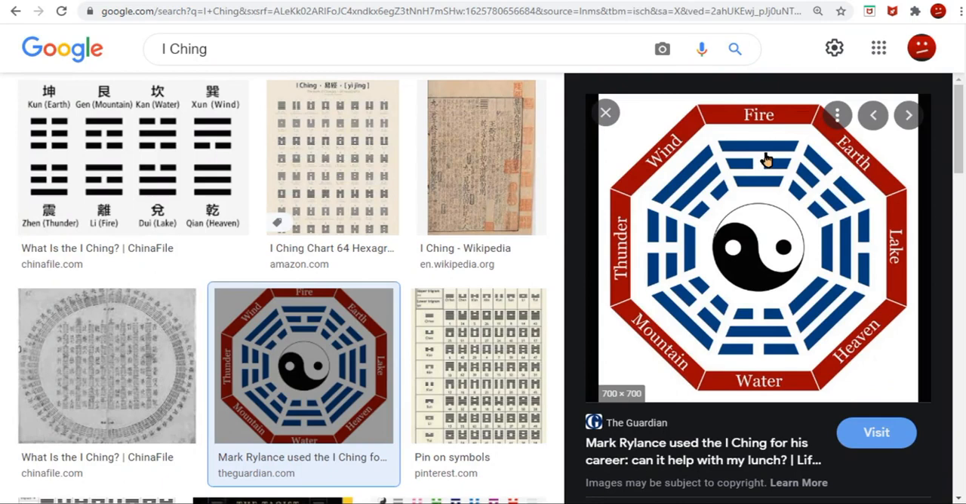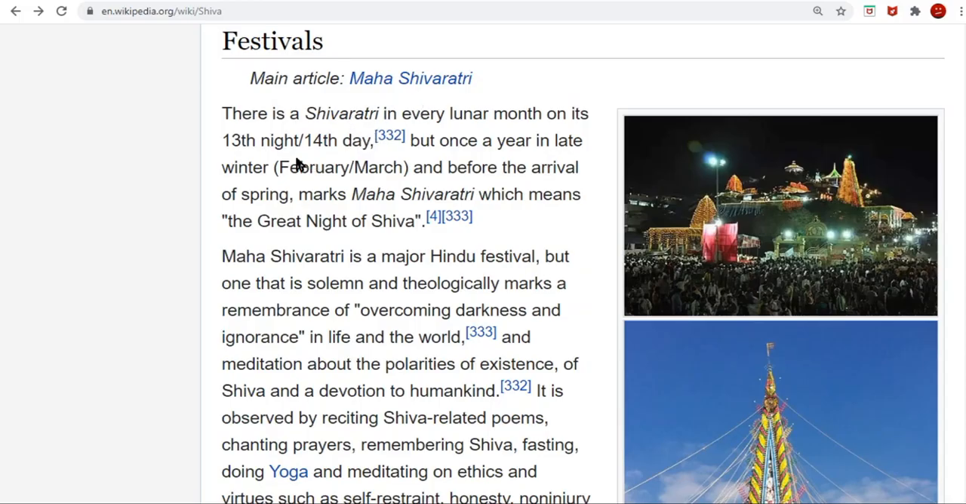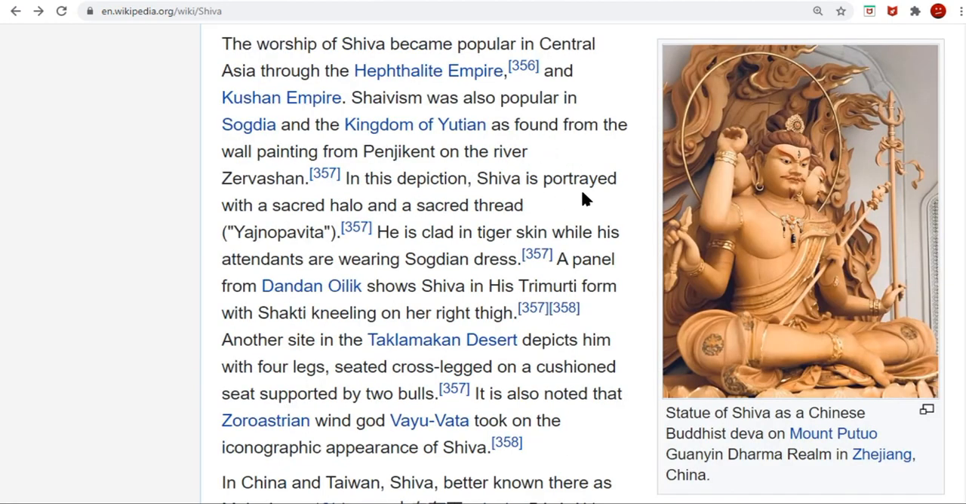And to make the first hexagrams, you would add the opposite, which is water. And so that would make fire waters. Fire waters is spirits. And so his day comes, the 13th, 9th, 14th day, the day before the full moon. But his celebration comes for Easter, before the arrival of spring. And Shiva is portrayed with the sacred halo and the sacred thread.